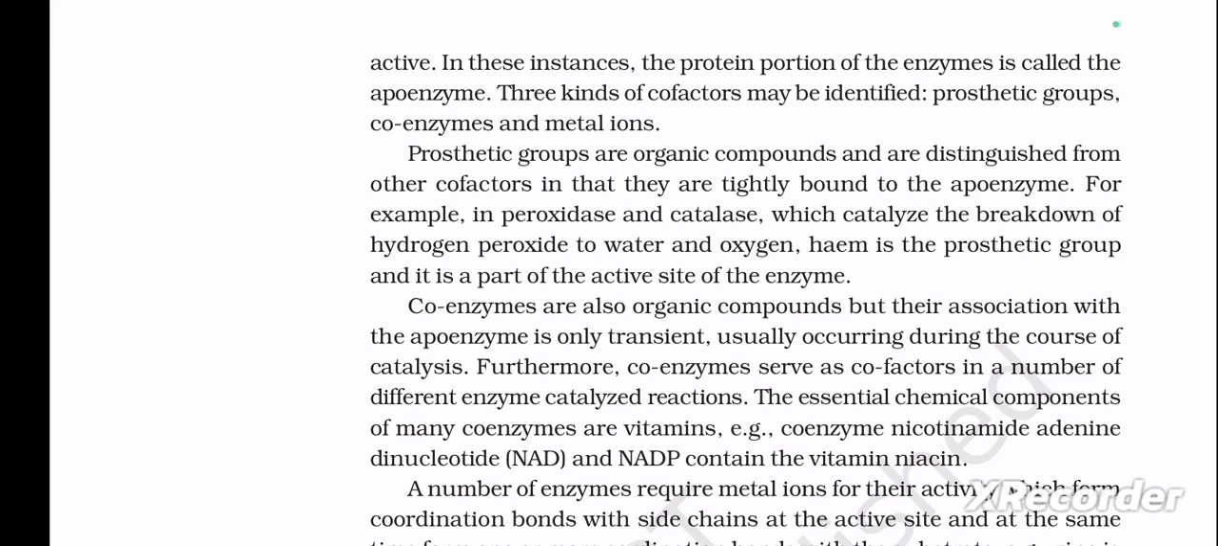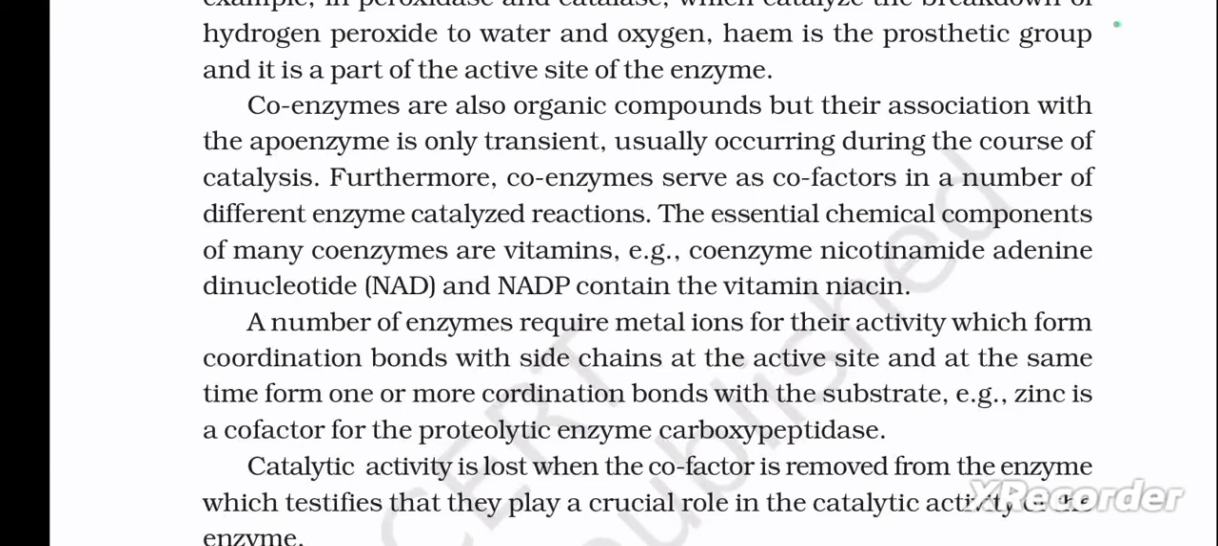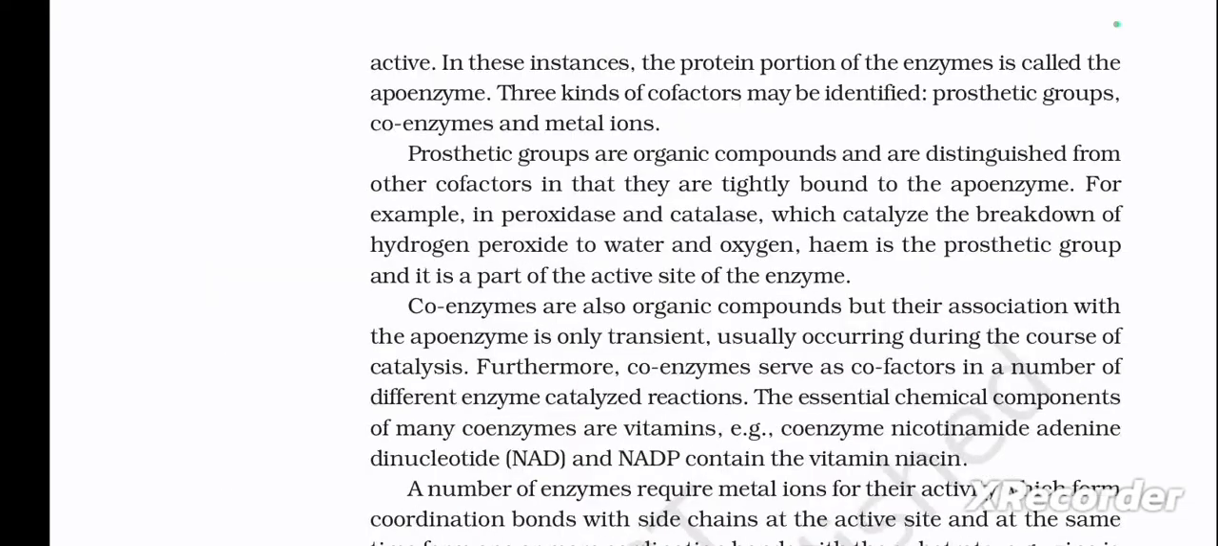Coenzymes are also organic compounds, but their association with the apoenzyme is only transient, usually occurring during the course of catalysis. Furthermore, coenzymes serve as cofactors in a number of different enzyme-catalyzed reactions. The essential chemical components of many coenzymes are vitamins. Example: the coenzymes nicotinamide adenine dinucleotide, that is NAD, and NADP contain the vitamin niacin.